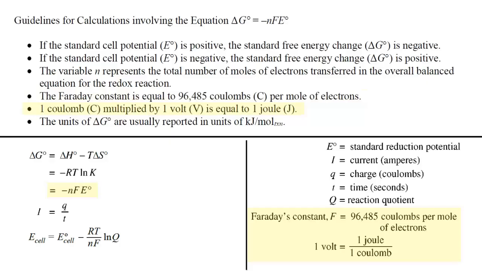Also, when you do multiply coulombs times volts, you get joules. So 1 volt is equal to 1 joule divided by 1 coulomb, and therefore 1 joule is equal to 1 volt times 1 coulomb. And the units of delta G are normally in kilojoules per mole, so we have to divide by 1,000 when we go from joules to kilojoules.